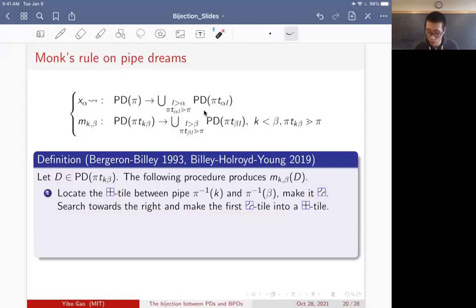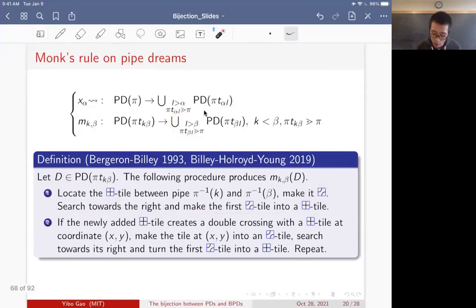row. But what is the danger of adding a new cross tile is that this cross tile may create a double crossing with another cross tile. And if that happens, then I need to make the new cross tile into an elbow tile and then search towards its right and do the same thing and then repeat. It's not hard to show that this process terminates and you end up with something on the right side.